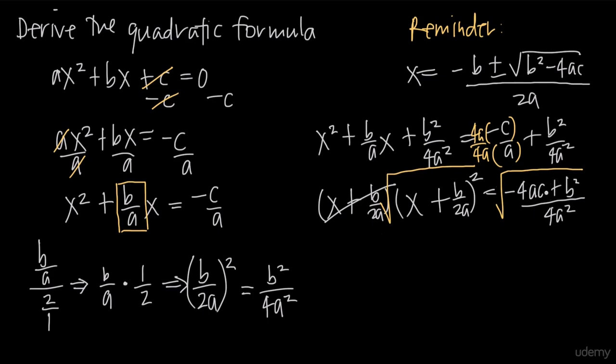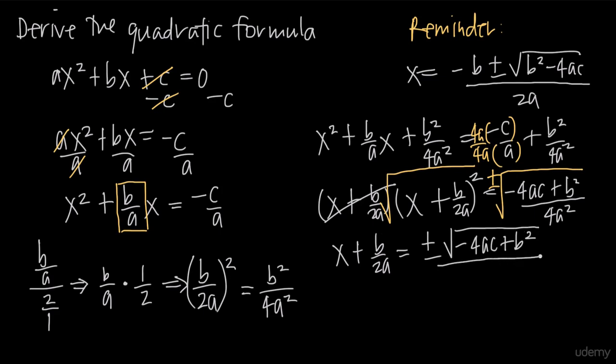But in order to do that on the right-hand side, we need to make sure we say plus or minus the square root of this right-hand side. So rewriting everything, again, the square root will cancel with the squared. We'll be left with x plus b over 2a on the left, and on the right, we'll have plus or minus, and here's the important part. Remember that when we take the square root of a fraction, we can actually take the square root of the numerator and denominator separately. So we're going to have negative 4ac plus b squared, and in the denominator, we're going to have square root of 4a squared.